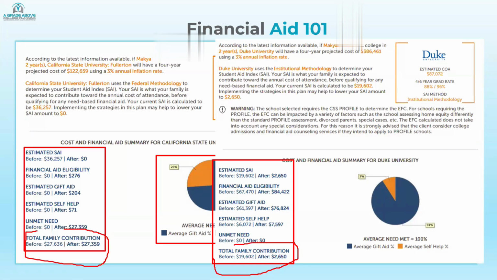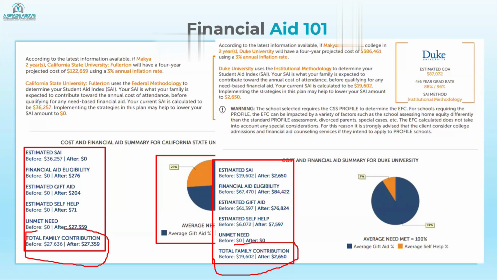But then notice that after, with certain strategies, they were able to reduce that from 19,000 down to even 2,650, under $3,000. That's a tenth of what Cal State Fullerton will cost. Not to mention, the student has the ability to graduate in about 4 years, most likely.